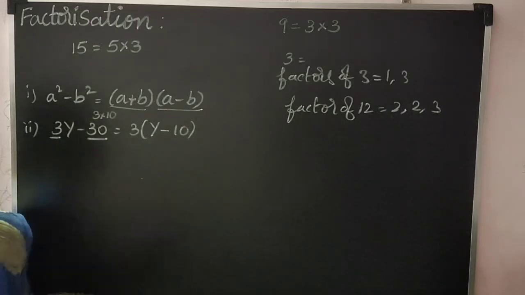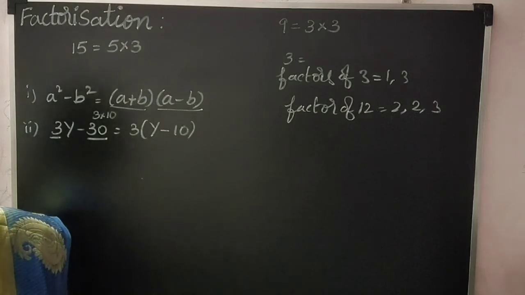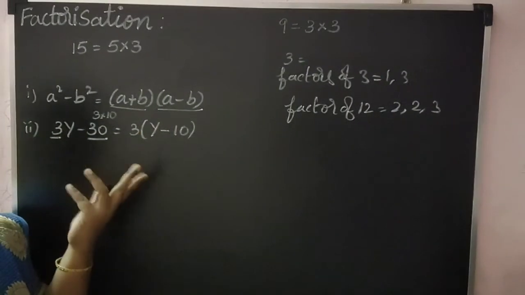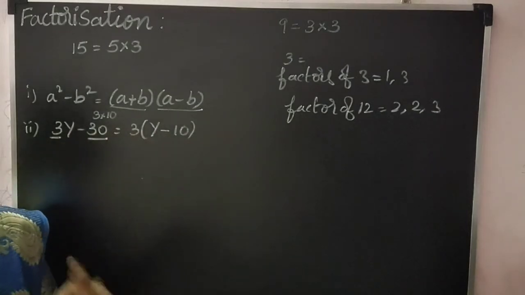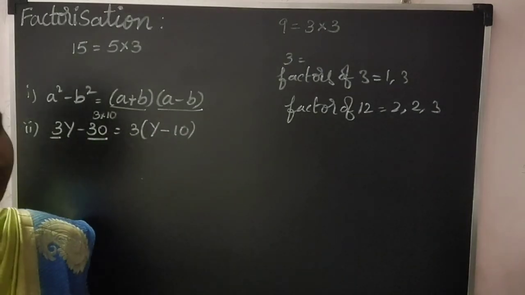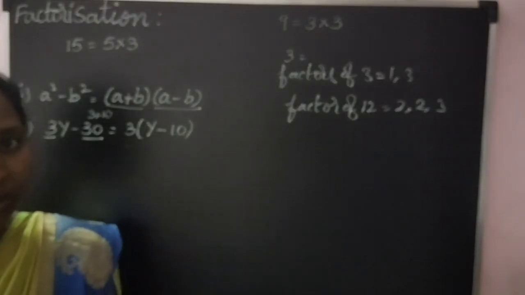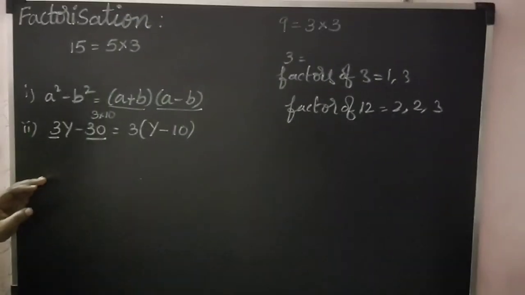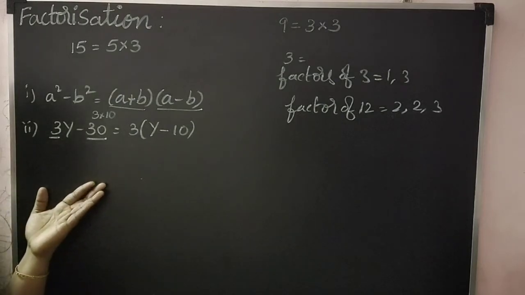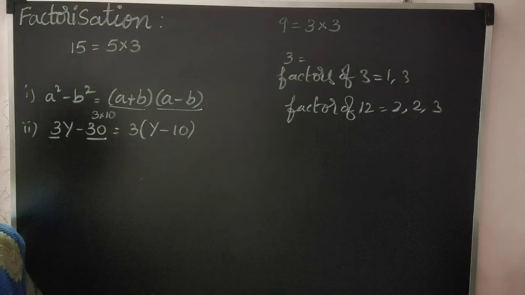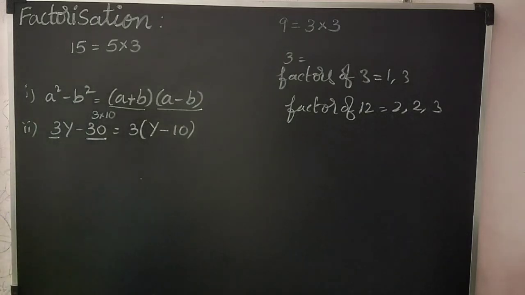These 3 and y minus 10 are called the factors of this algebraic expression, that is 3y minus 30. And here also 1 will be the factor for all the algebraic expressions. So here also you can take 1 common, you will get 3y minus 30. So every algebraic expression or number, 1 will be the factor for all those things. Okay. So next, how many types are there? More than 5 types are given in this. How to factorize the algebraic expressions, we will see now.